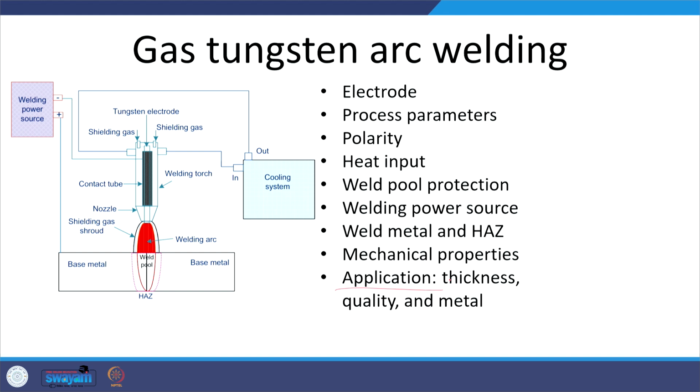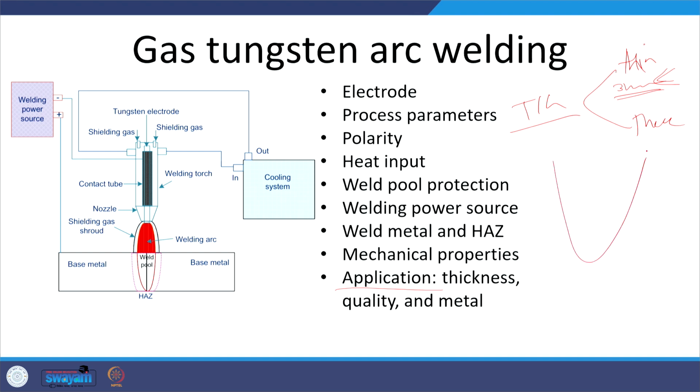Now, as far as the application is concerned, GTAW is used for both thin and thick sections. Certainly, a single pass through-thickness penetration can be realized up to 3 mm using the GTAW. Okay. For welding thin sheets using low current, this is very effective because it is a low heat input process.